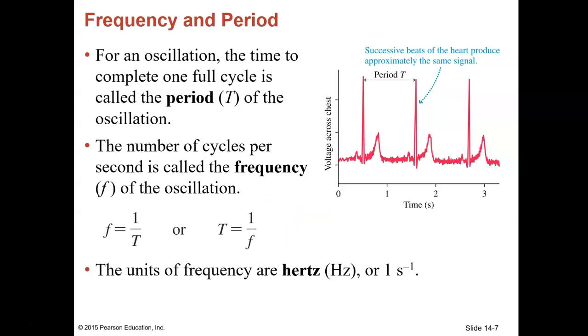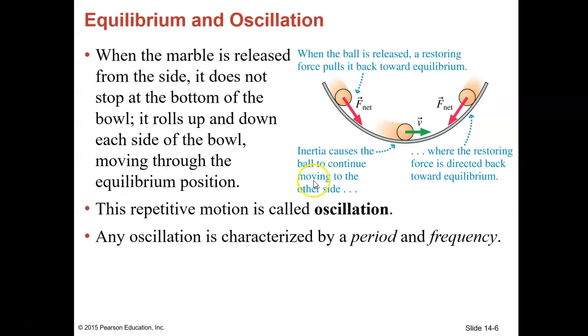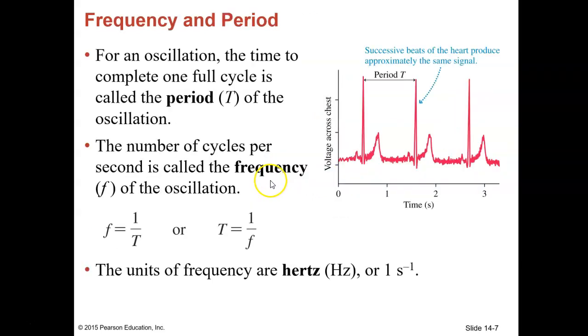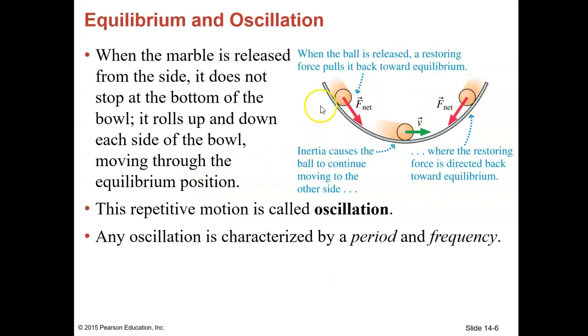For any oscillation, the time it takes to complete one cycle is called the period. So if we go back to the marble example, the time it would take the marble to go down, back, down, and then return to where it started, that whole time would be the period of the oscillation. So there and back is one complete oscillation. And the number of cycles per second is called the frequency. So again, if it went there and back in 1 second, the frequency would be 1 cycle per second, or the unit is 1 hertz.